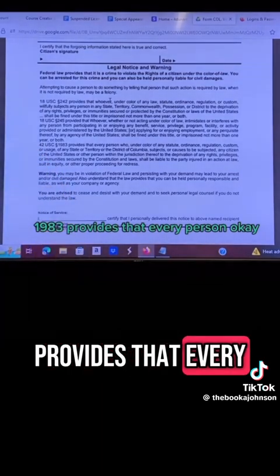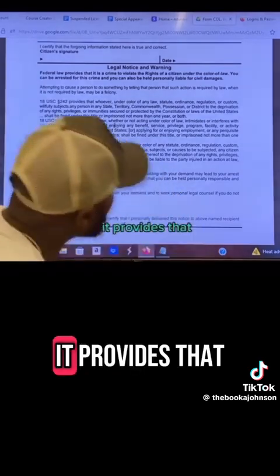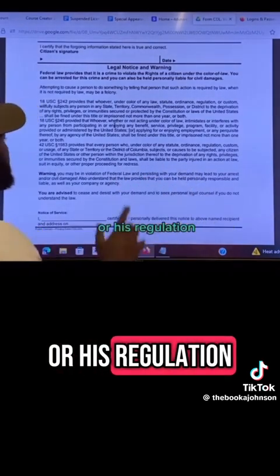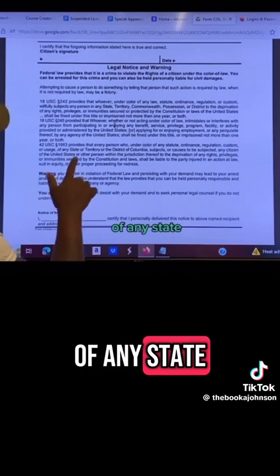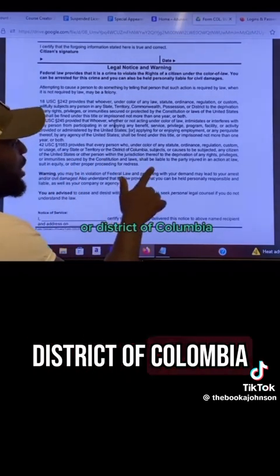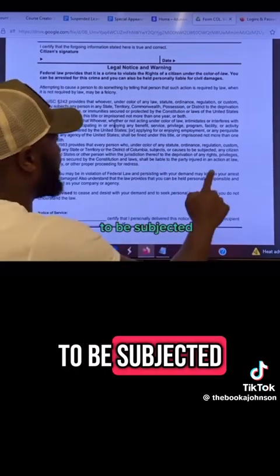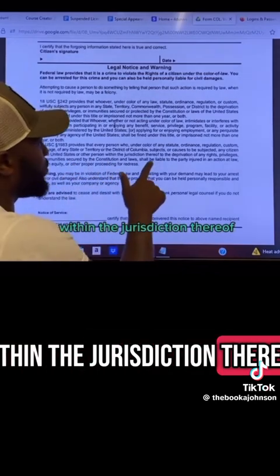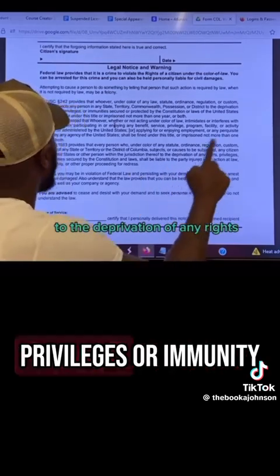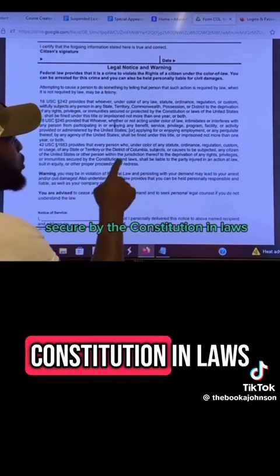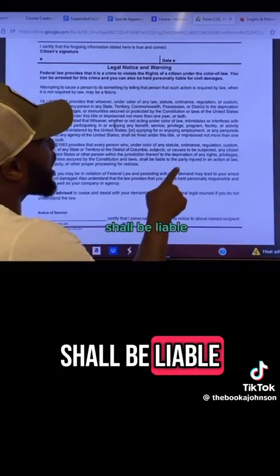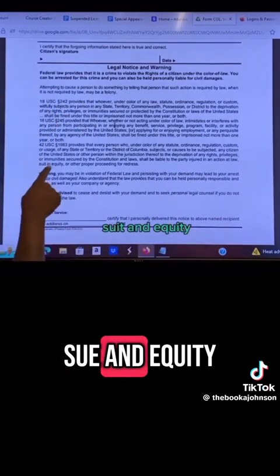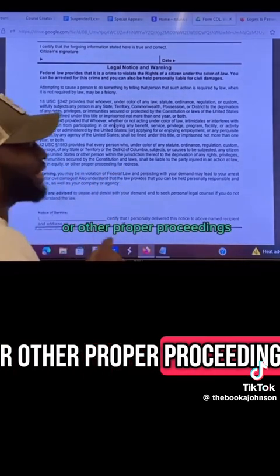subsection 1983, provides that every person, okay? It provides that every person who, under the color of any statute, ordinance, regulation, custom, or usage of any state or territory or District of Columbia, subjects or causes to be subjected any citizen of the United States or other person within the jurisdiction thereof to the deprivation of any rights, privileges, or immunities secured by the Constitution and laws shall be liable to the party injured in any action at law, suit in equity, or other proper proceedings.